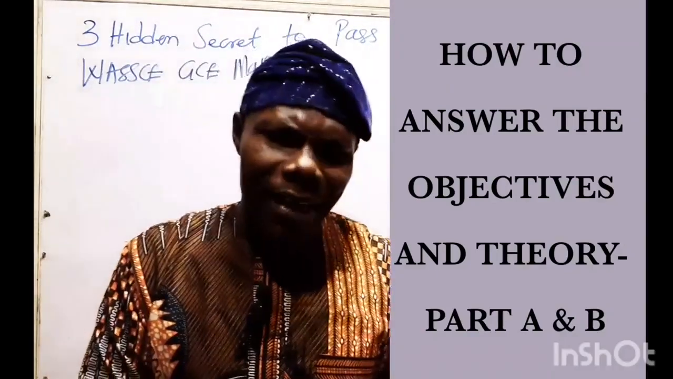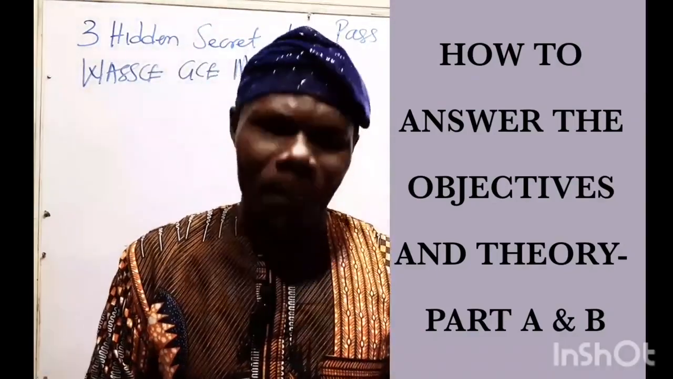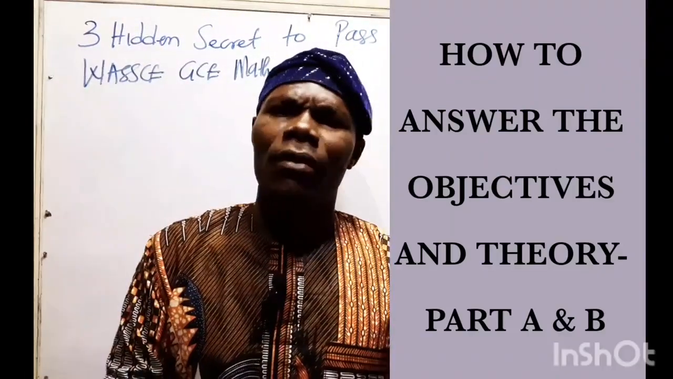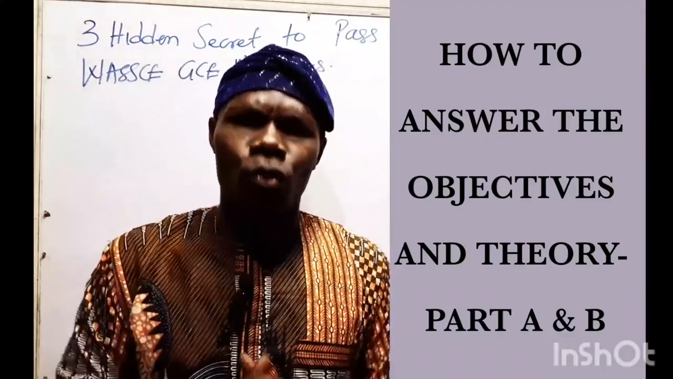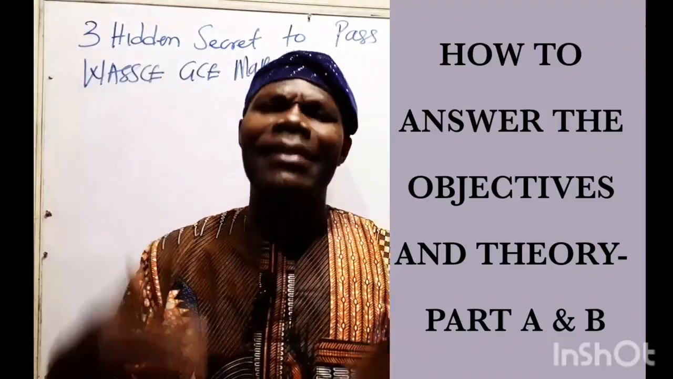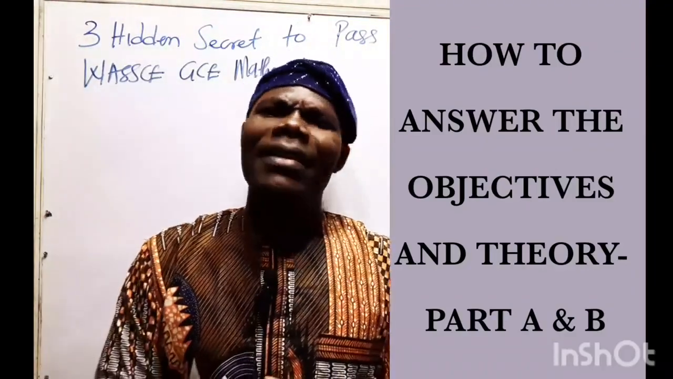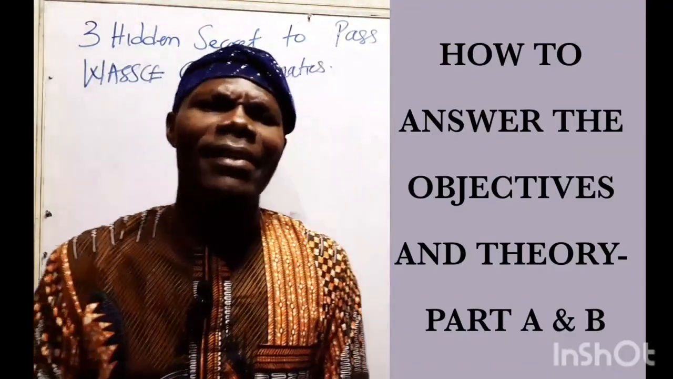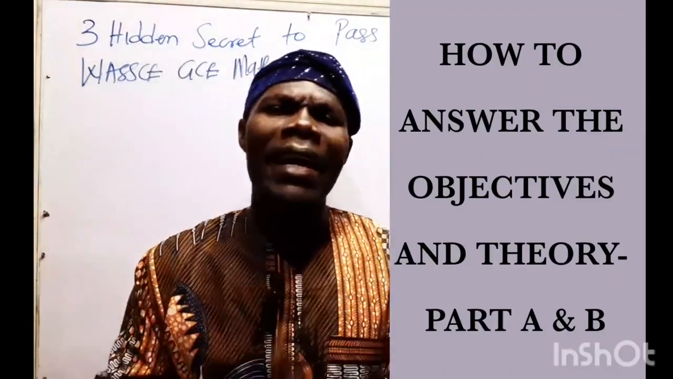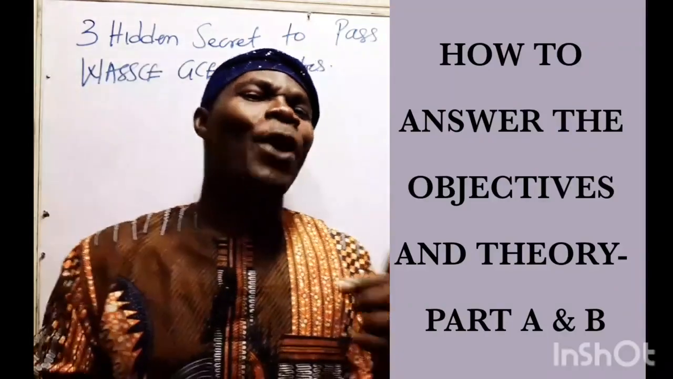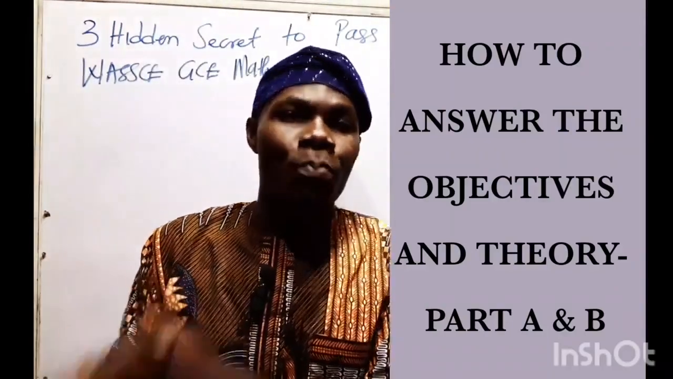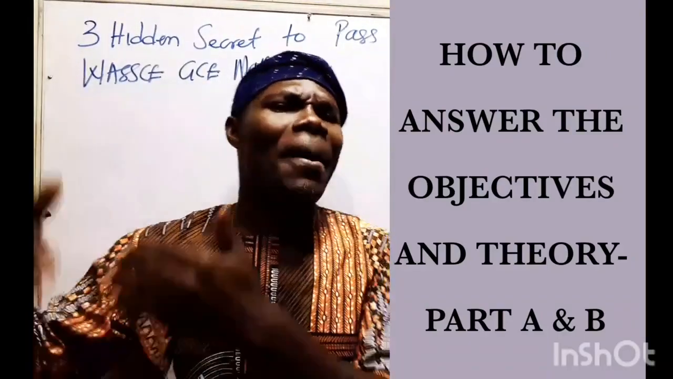How do we answer questions in theory? This is the part you need to listen to most carefully. I said it is a hidden secret, the hidden secret in answering questions in the theoretical part. For example, we are given section A that we call the compulsory part. Now, we are also given section B, which we call the optional part.